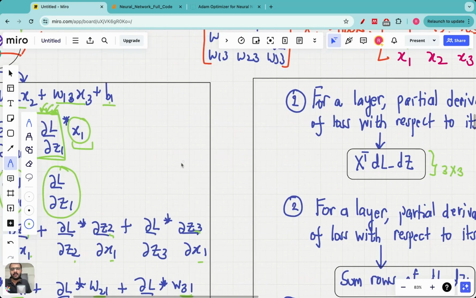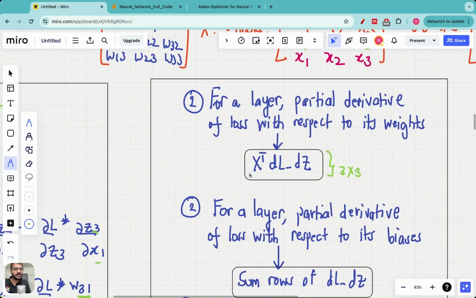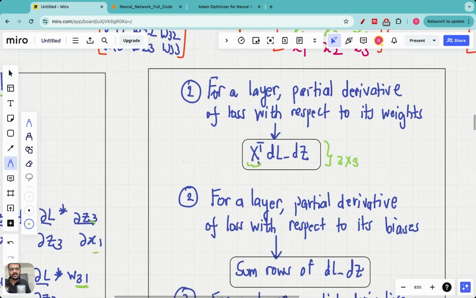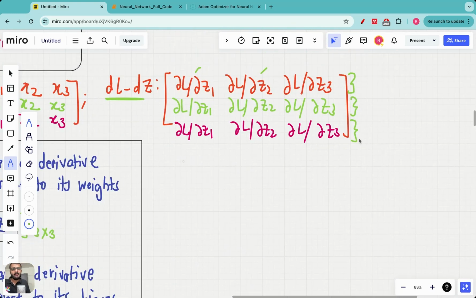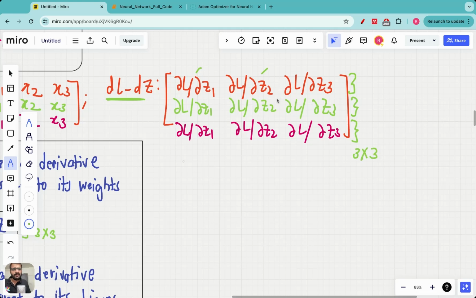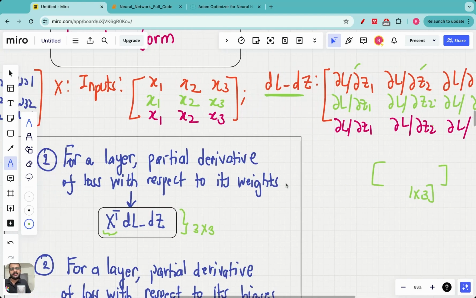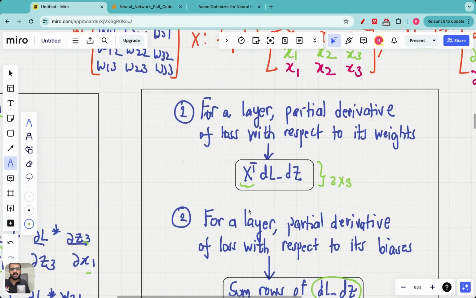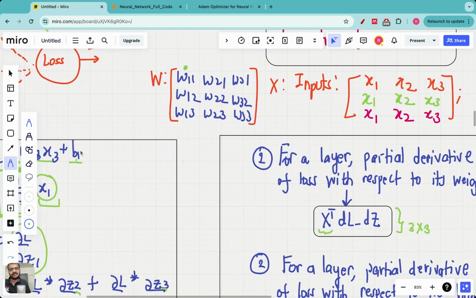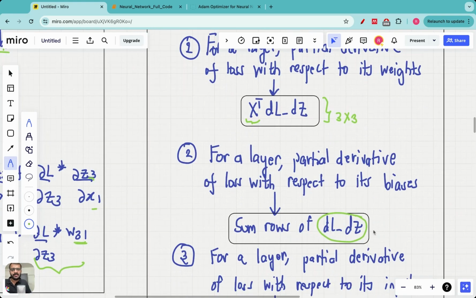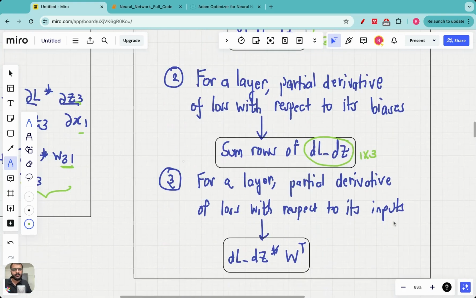As the intuition we developed here, to find the partial derivative with respect to weights, inputs come into the picture. That's why there is an X transpose here. Then for any layer, the partial derivative of the loss with respect to its biases is just given by summing the rows of dL/dZ. For example, here dL/dZ is 3 by 3. If you take row 1 plus row 2 plus row 3, it will be 1 row and 3 columns. That will be the partial derivative of loss with respect to the three biases: bias 1, bias 2 and bias 3. Remember that there are only three biases, so this will be 1 row and 3 columns.